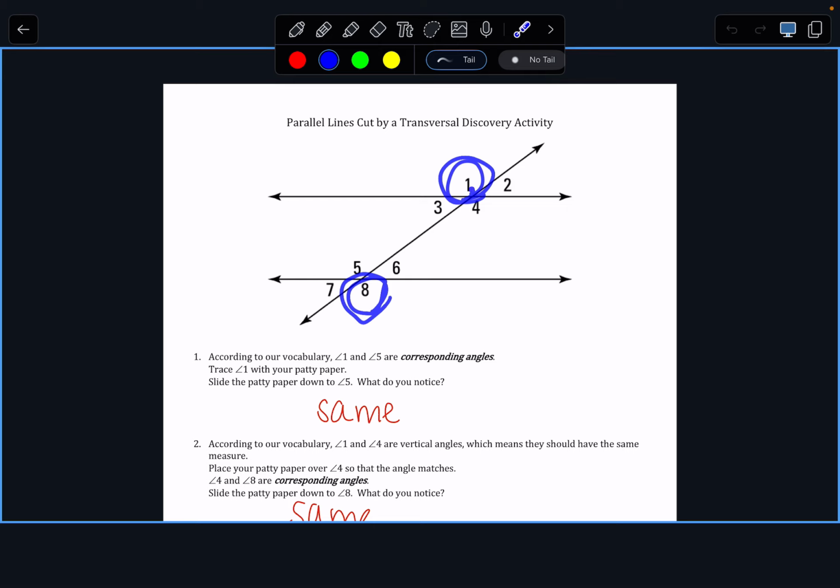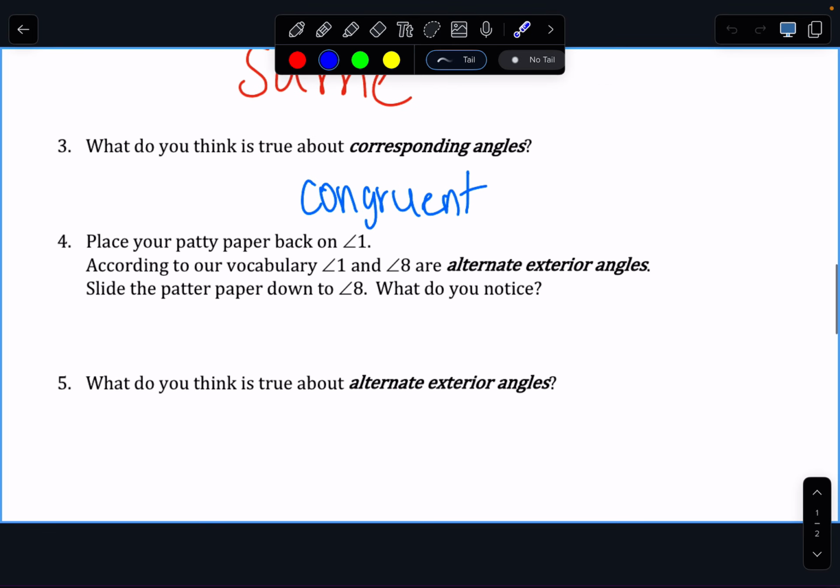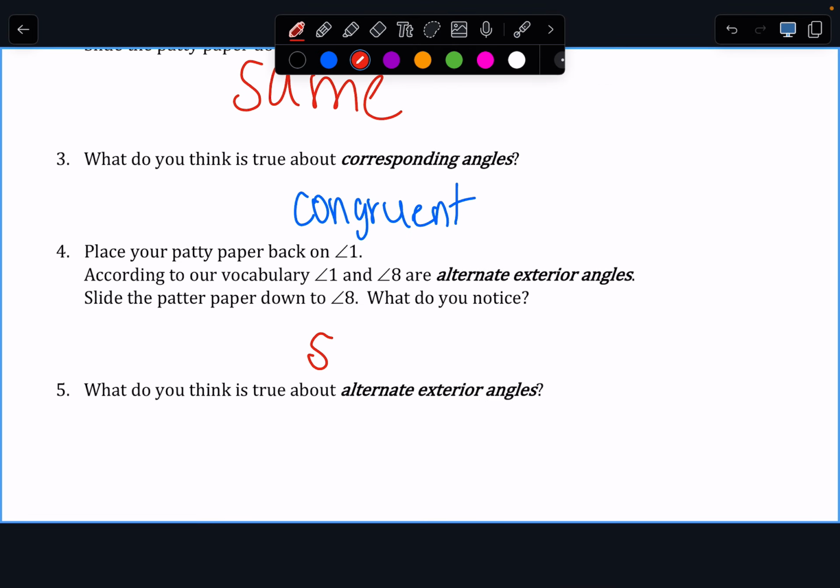Okay, so let's make some observations here. What I'd like you to do is take your traced angle and move it and rotate it to see if it matches up with 8. Does it match up with 8? Okay, so angles 1 and 8 are the same. What do you think is going to be true about any pair of alternate exterior angles?